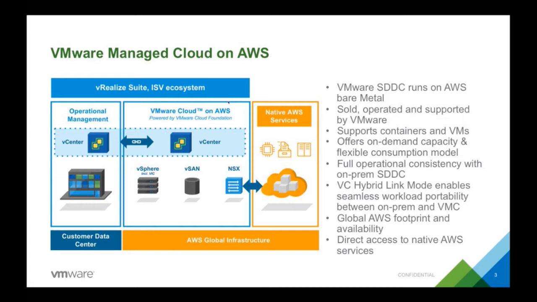The next thing is that the AWS footprint and availability is global. As I mentioned, we're starting with the Western AZ first, and then we'll grow in other areas. It can have direct access to native AWS services. If you have an AWS account, we enable you to link your account to the SDDC, so you can have access within the SDDC to your other services within AWS without having to go out of the network and go back in.